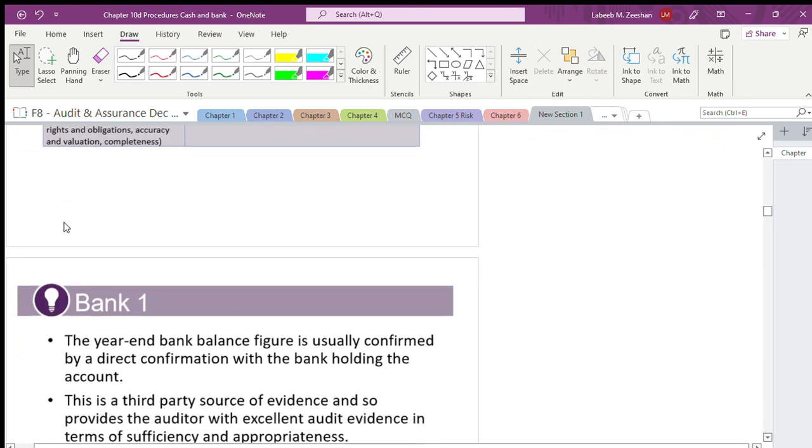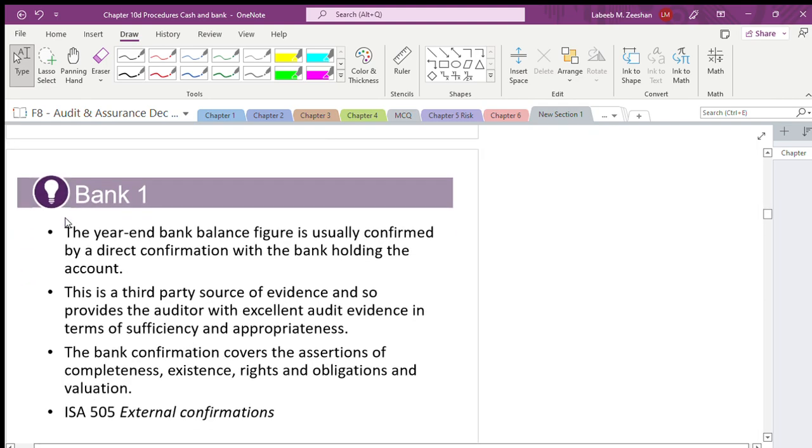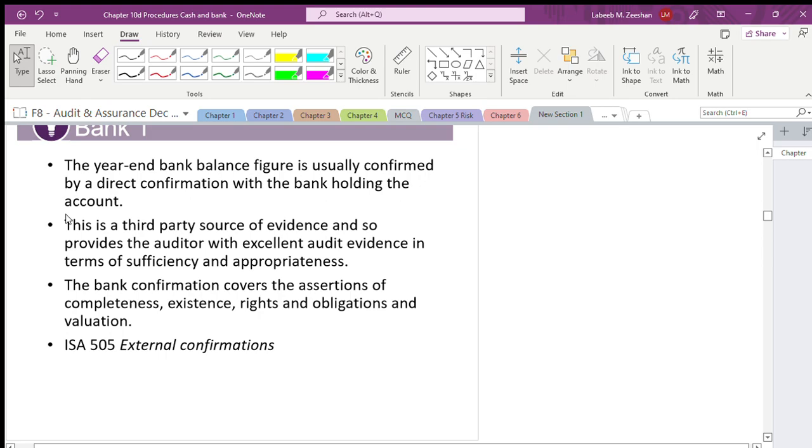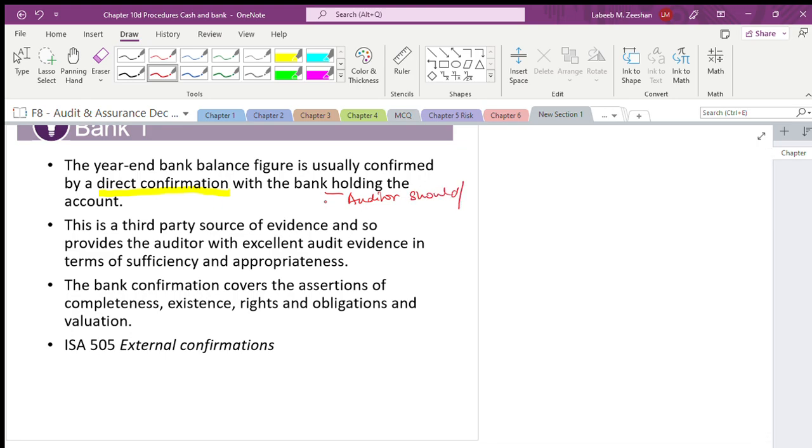Fine. Now, it is very simple, very easy also. That is the reason they will not give you a full scenario-based question. The year-end bank balance figure is usually confirmed by a direct confirmation. The auditor must get confirmation directly from the bank. This is a third-party source of evidence, not the first party. This is not between the client and the auditor. It is the third party.